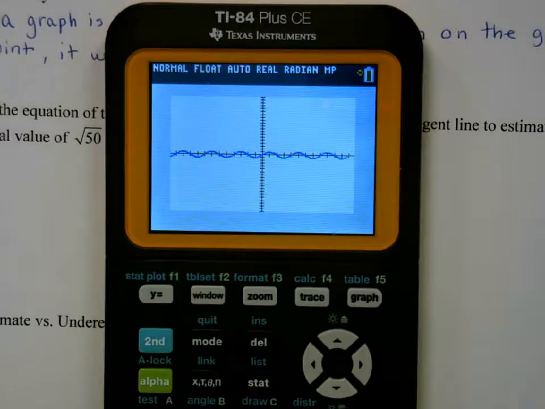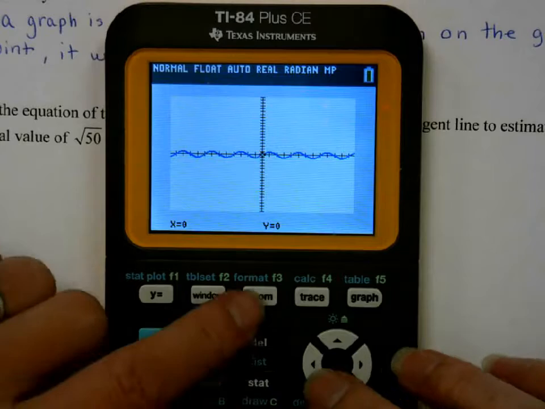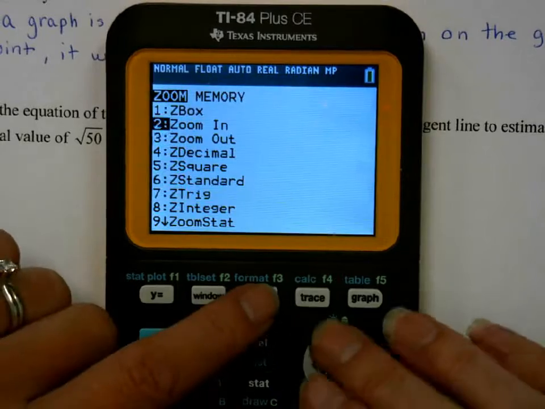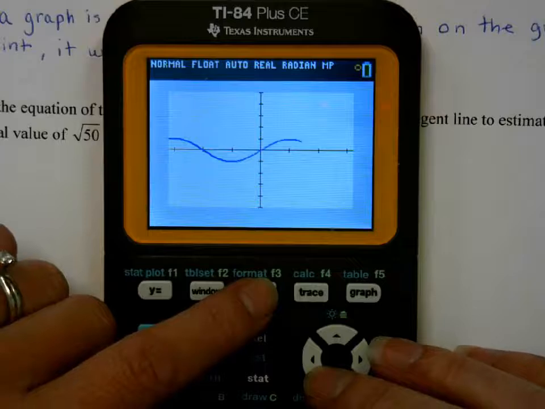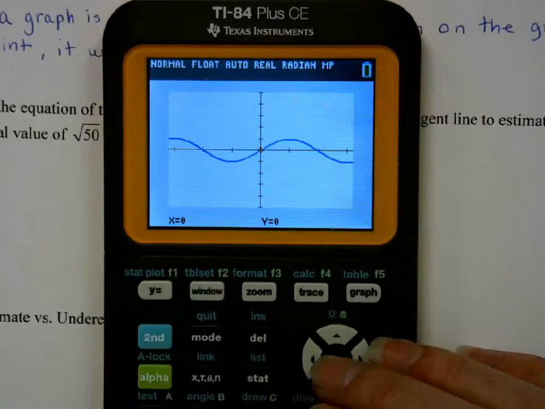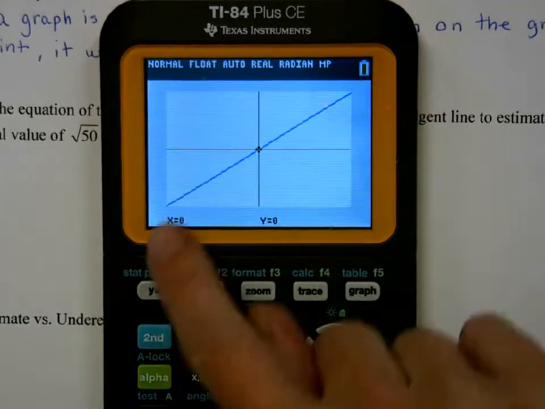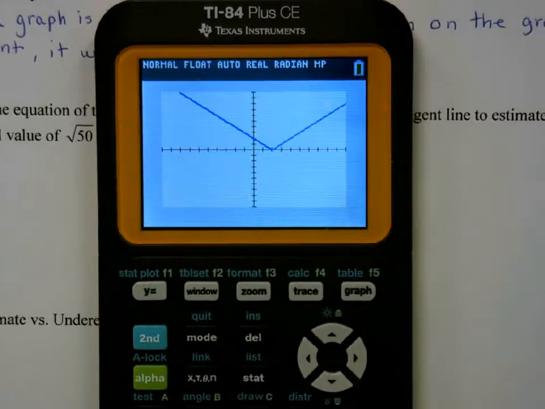Okay, so what we have here is the sine function. But when we zoom in to just one specific location, the graph appears to be a line. That definition included the fact that we need the graph to be differentiable.